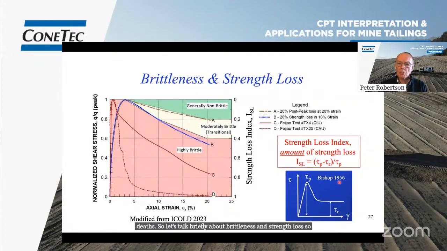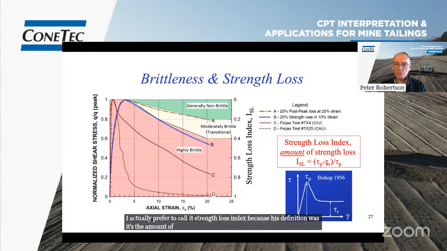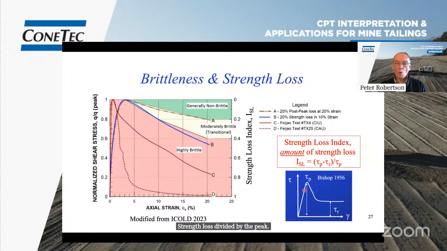So let's talk briefly about brittleness and strength loss. So Bishop in the 1950s suggested this term, brittleness index. I actually prefer to call it strength loss index because his definition was the amount of strength loss divided by the peak. And so it's a normalized index of strength loss, instead of using sensitivity. So when it's 1, you've lost 100% of the strength. And when it's 0, you're not losing any strength. So it goes from 0 to 1, as opposed to sensitivity going from 1 to infinity.